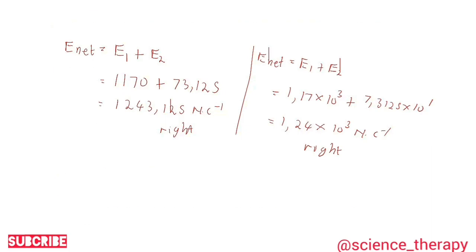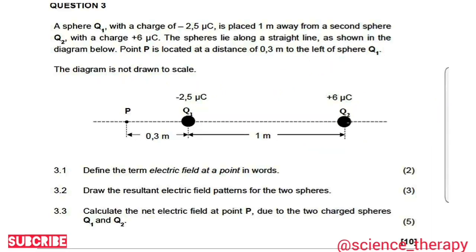Nice. Okay, so we have question 3. It says a sphere Q1 with a charge of negative 2.5 microcoulomb is placed 1 meter away from a second sphere Q2 with a charge of positive 6 microcoulomb. The spheres lie along a straight line as shown in the diagram below. Point P is located at a distance of 0.3 meter to the left of sphere Q1. The diagram is not drawn to scale.